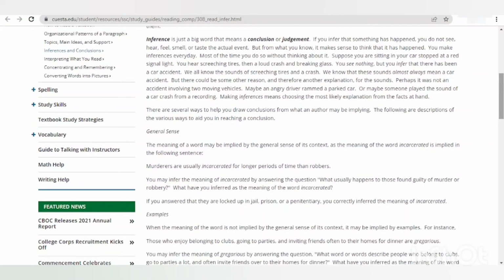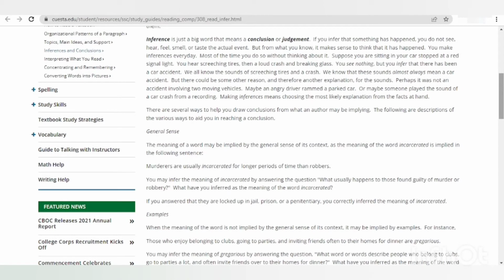So inference is just a big word that means a conclusion or judgment. If you infer that something has happened, you do not see, hear, feel, smell, or taste the actual event. But from what you know, it makes sense to think that it has happened. You make inferences every day. Most of the time, you do so without thinking, right?